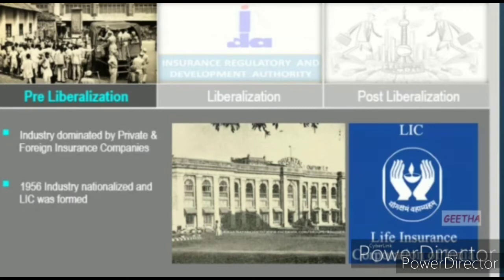On 1st of September 1956, the life insurance industry got nationalized and the Life Insurance Corporation of India (LIC) was formed by merging 170 life insurance companies and 75 PF societies.